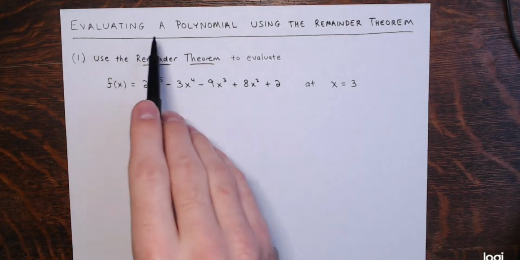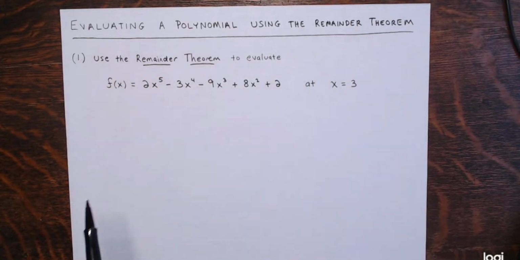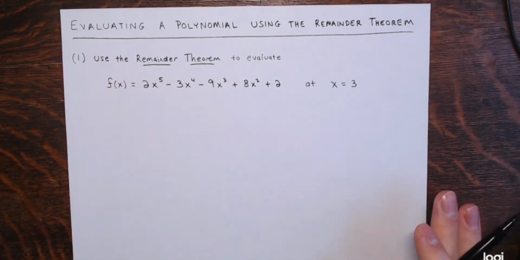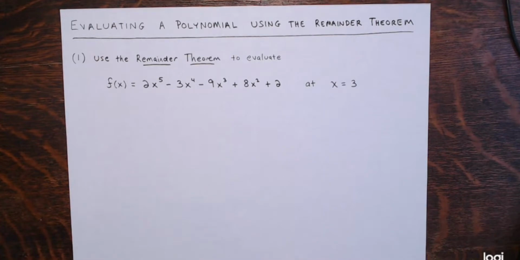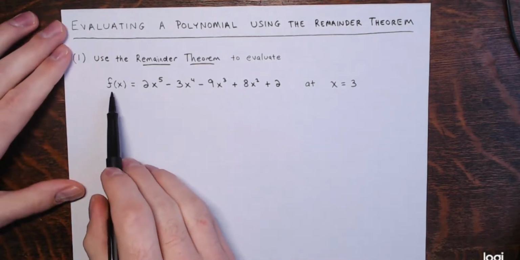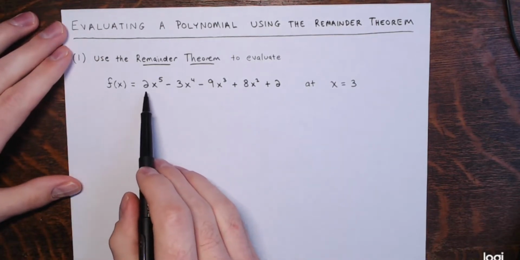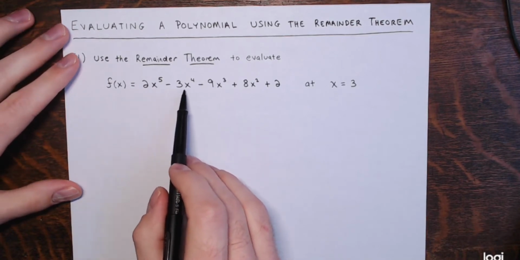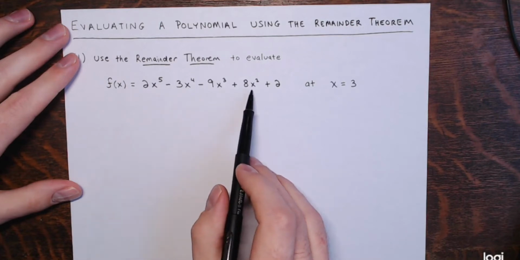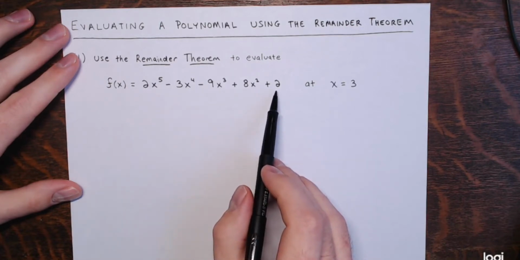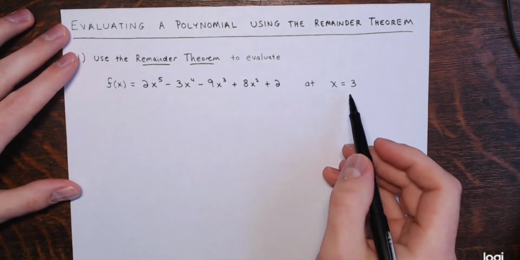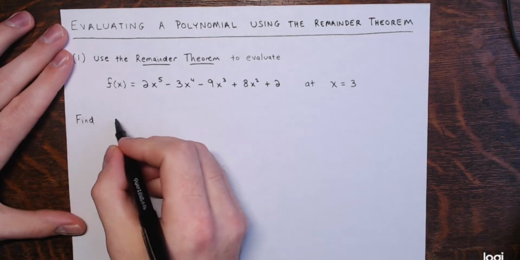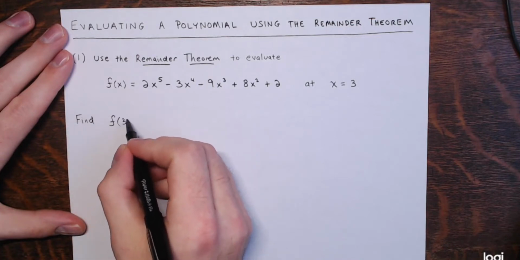So it's evaluating a polynomial using the remainder theorem. Use the remainder theorem to evaluate. We have a polynomial, f of x equals, it's a fifth degree polynomial, 2x to the fifth minus 3x to the fourth minus 9x cubed plus 8x squared plus 2. What's the value at x equals 3? So we're asked to find f of 3.